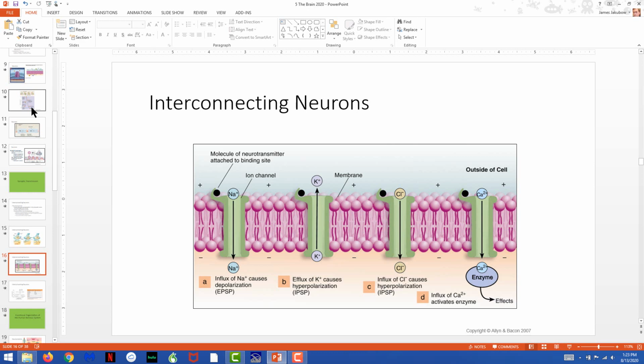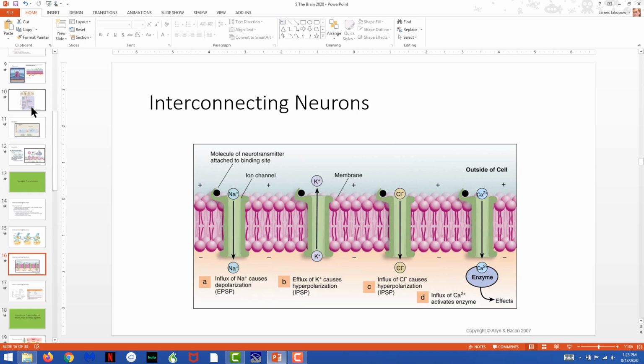Therefore, it's called a depolarization or an excitatory postsynaptic potential. Why excitatory? Because when you depolarize the cell by bringing in positively charged ions, you move the cell in the direction of generating an action potential. That's why it's called an excitatory postsynaptic potential.